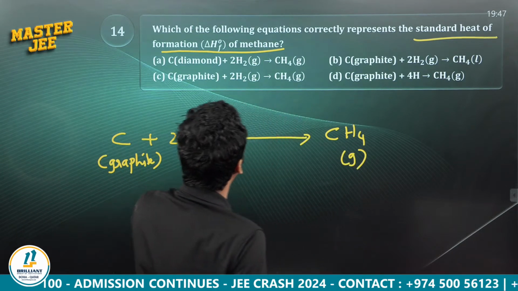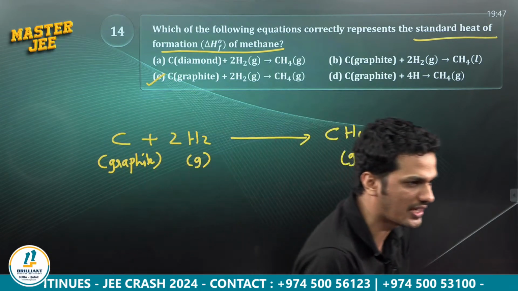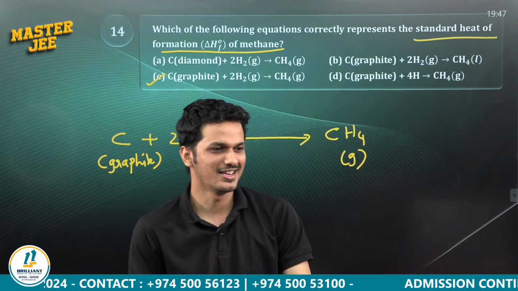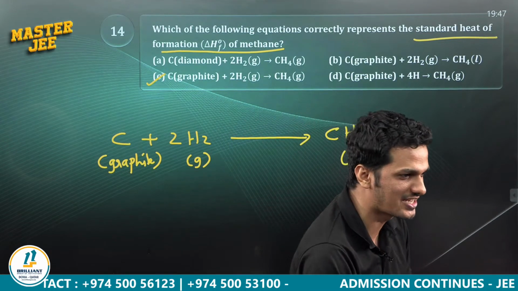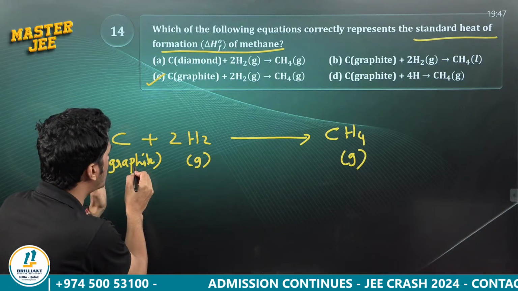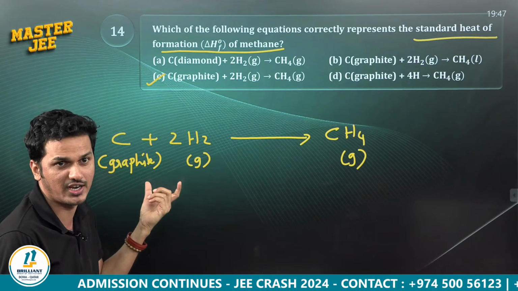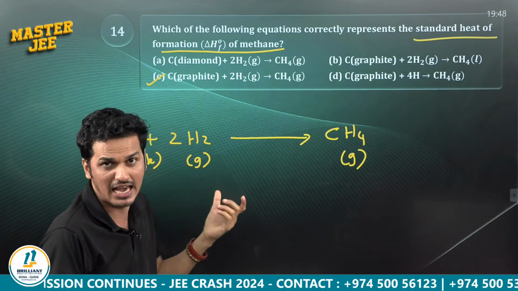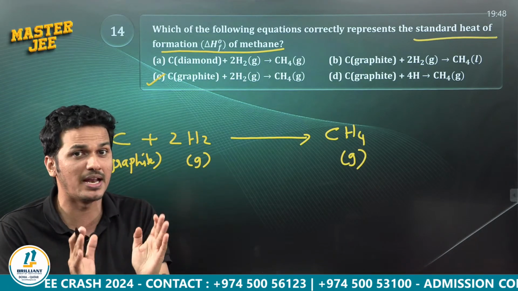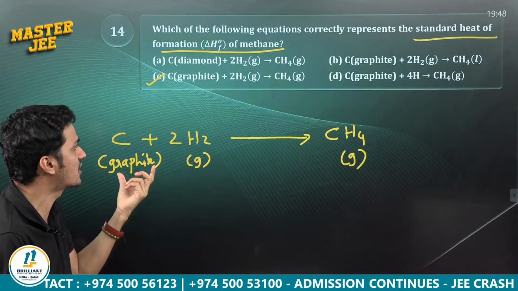Is there any option like that? Yes, option C is the correct one. All of you are getting it? Yes, that's it. The answer is CH4, so we cannot choose diamond. Don't forget it. The most stable state of carbon is graphite. You must remember that. The enthalpy of formation of an element at its standard state is 0, and that is considered to be graphite.